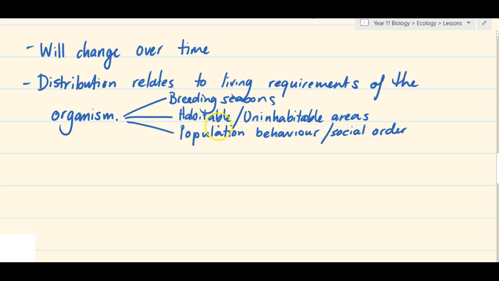Like I said before, habitable and uninhabitable areas will affect distribution, and also social orders and behaviours. So some animals will only get together for breeding, some animals will only get together when they need to protect each other. Some animals will live in social groups, but only around, say, one key male or key female. So distribution relates to the living requirements, but it's not only the abiotic or non-living factors that will affect them, it's also the social factors that will affect distribution.